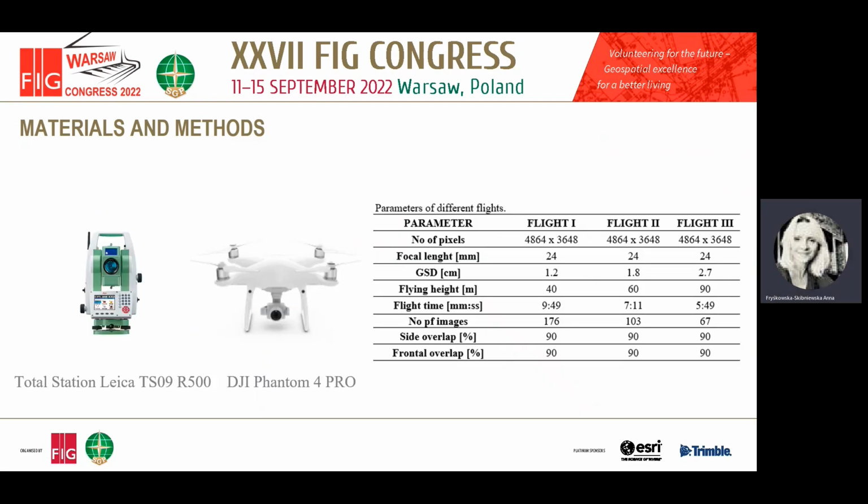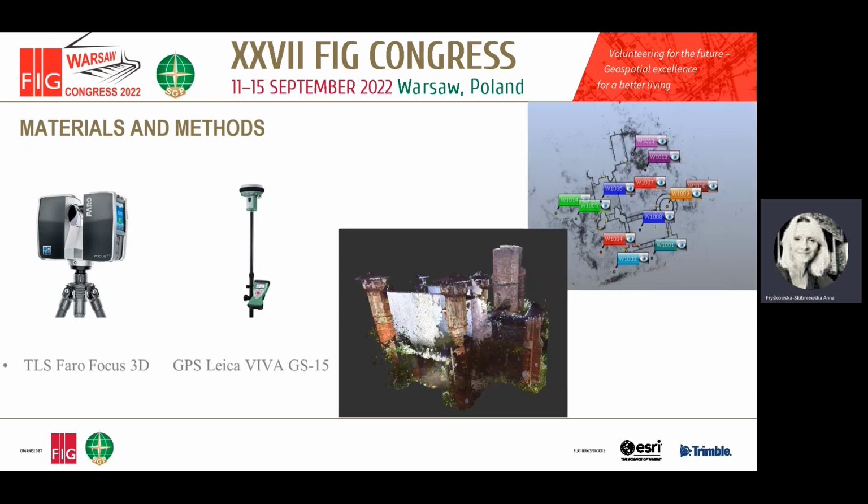A UAV produced by the DJI company was used to perform the flight. Image data was obtained from 3 heights, 40, 60, and 90 meters, to check whether the flight height will affect the quality of the generated point clouds. In order to obtain a better accuracy of the determination of measurement network points, a second GPS measurement was performed. The coordinates of the points were measured with an accuracy of about 2 to 5 centimeters.